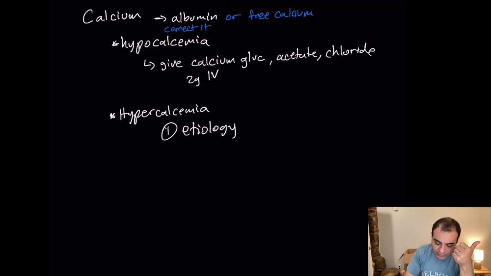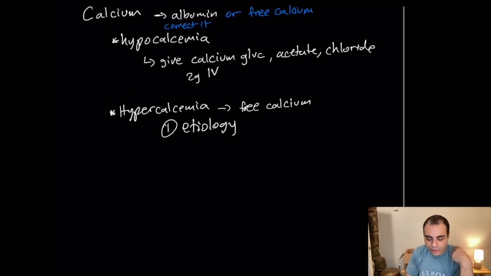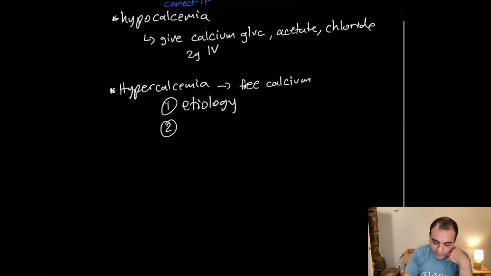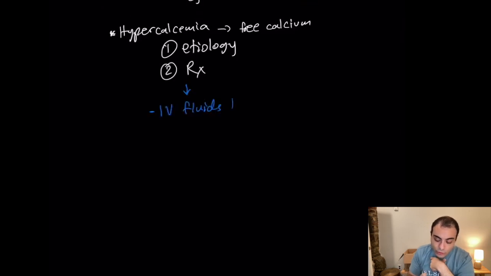You want to make sure it's actually high, so you really want to check the free calcium, as I said above. You can correct it based on the albumin, but really you want to make sure that you're treating true hypercalcemia. And then number 2, after you figure out or try to figure out the etiology, is you want to treat. There are multiple ways to treat hypercalcemia. The most important one is very simple: IV fluids. IV fluids alone should be enough to treat your hypercalcemia, unless it's severe and requires more things. Okay.